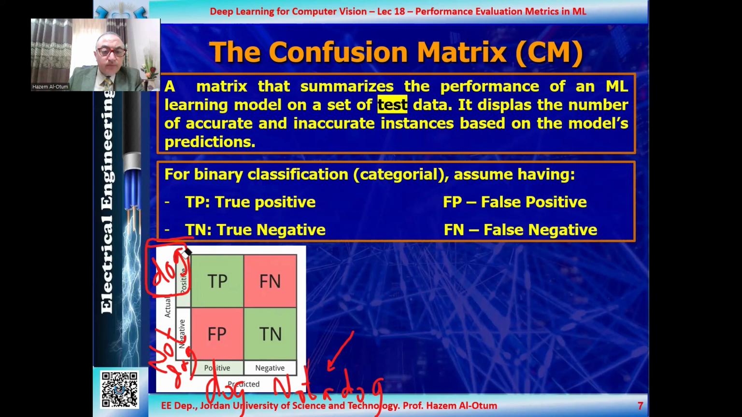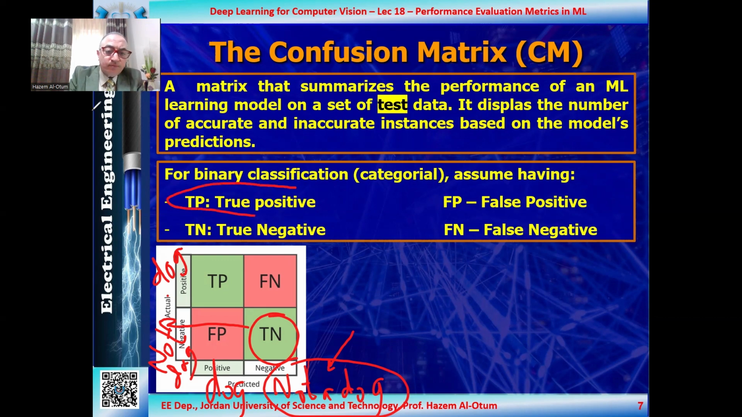Now let's go to this second option. You get not a dog, and in the true or actual labels it really was not a dog. So we classified the input as not a dog, and it is actually not a dog. So it's a true negative.